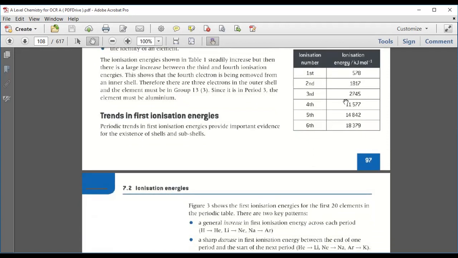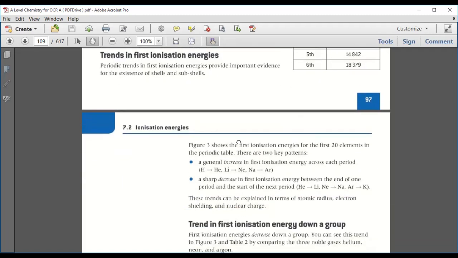Now suppose it is the case of magnesium. Then the jump we saw between the third and the fourth, we will observe between the second and the third if it is a case of magnesium. Is that clear? Magnesium has atomic number 12.